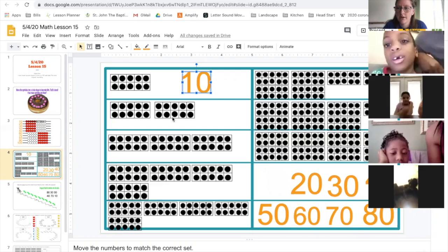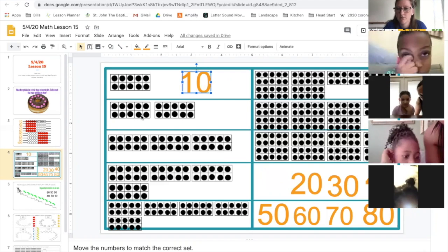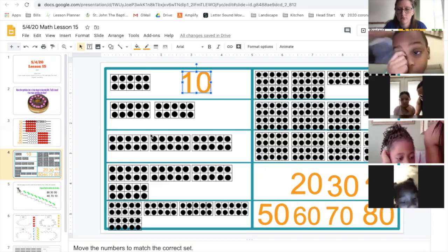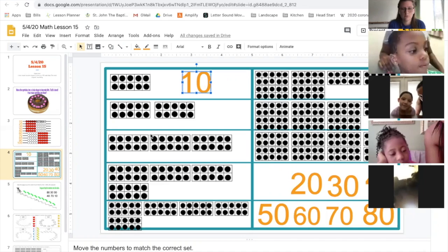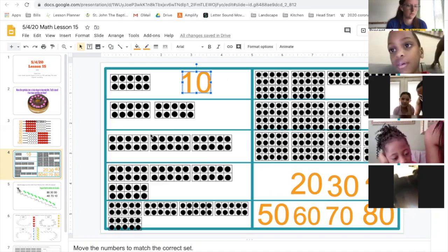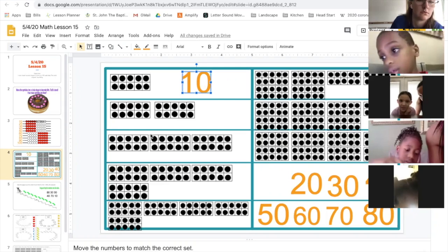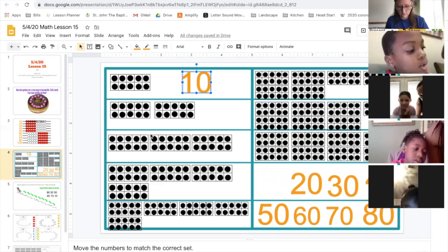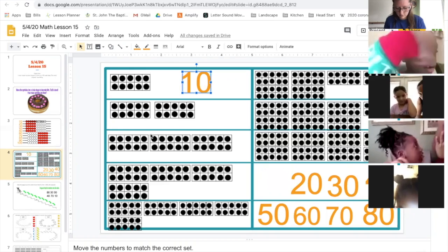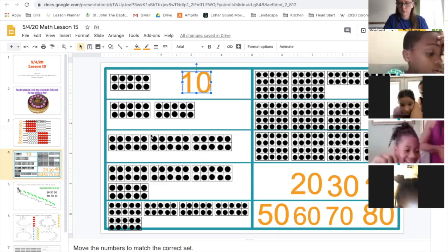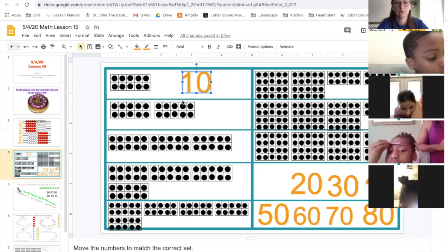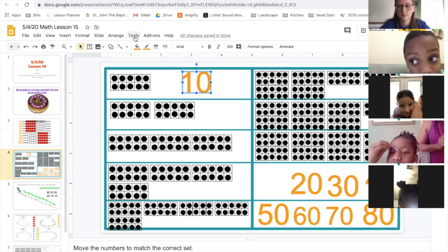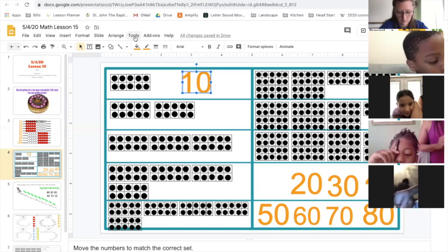How many are in this square? Okay, let's count the square. Okay, ready? 1, 2, 3, 4, 5, 6, 7, 8, 9, 10, 11, 12, 13, 14, 15, 16, 17, 18, 19, and 20.